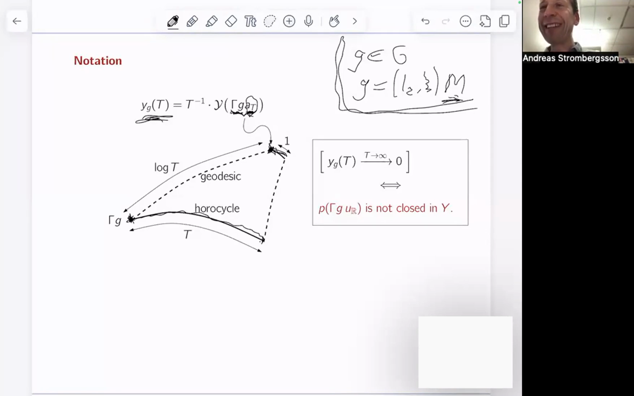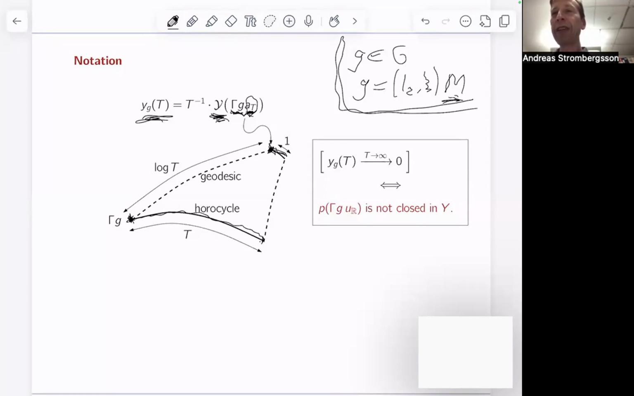Anyway, here, and now we take the cuspidal height of that point. This is just, if you take the pullback of that point into the standard fundamental domain in the upper half plane model, and then take the Euclidean imaginary part, the Euclidean height of that point. That's my cuspidal height here.